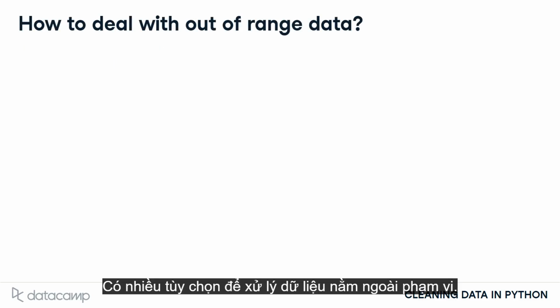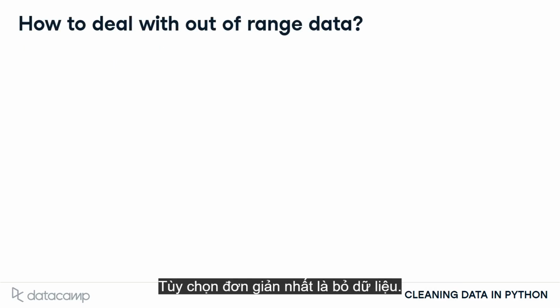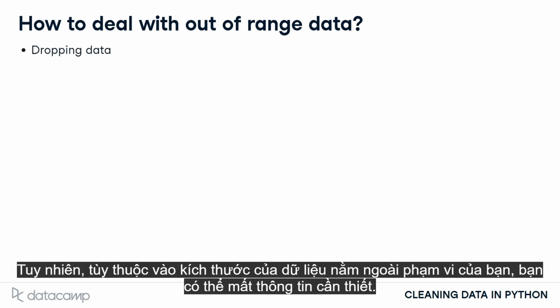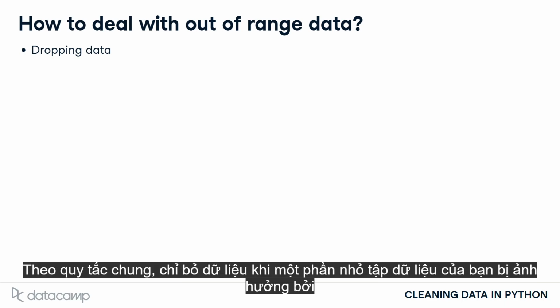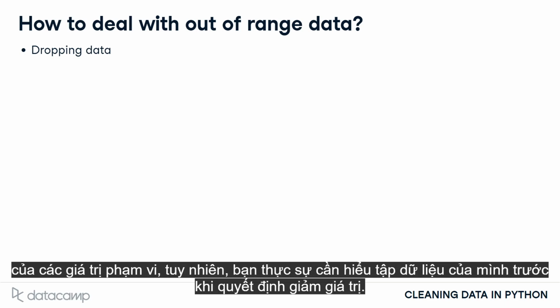There's a variety of options to deal with out-of-range data. The simplest option is to drop it. However, depending on the size of your out-of-range data, you could be losing out on essential information. As a rule of thumb, only drop data when a small proportion of your dataset is affected by out-of-range values. However, you really need to understand your dataset before deciding to drop values.